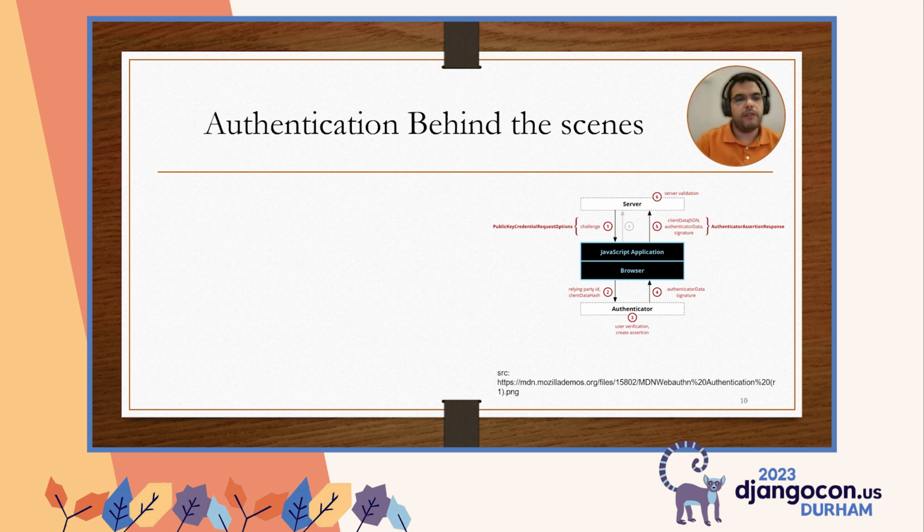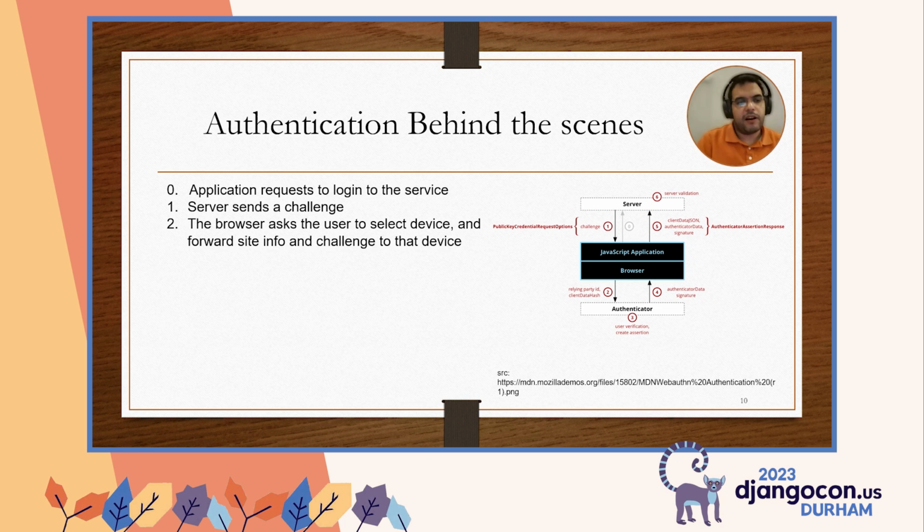So now we know how the registration process works for the user to register his key. So let's see what happens behind the scenes during the authentication of the user so that it can happen so quickly. It starts with the application requesting the login to the service. The server sends a challenge, the browser asks the user to select a device, and it forwards the site information and the challenge to the device. The device asks the user to confirm his identity and then validates the site.